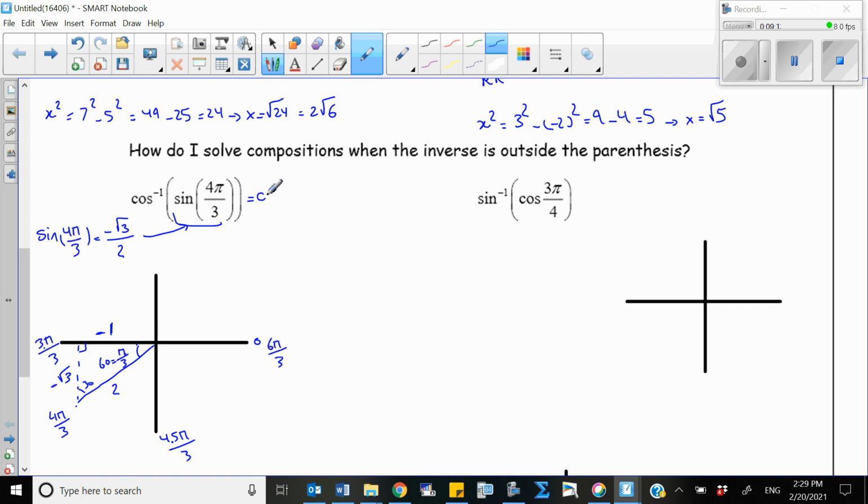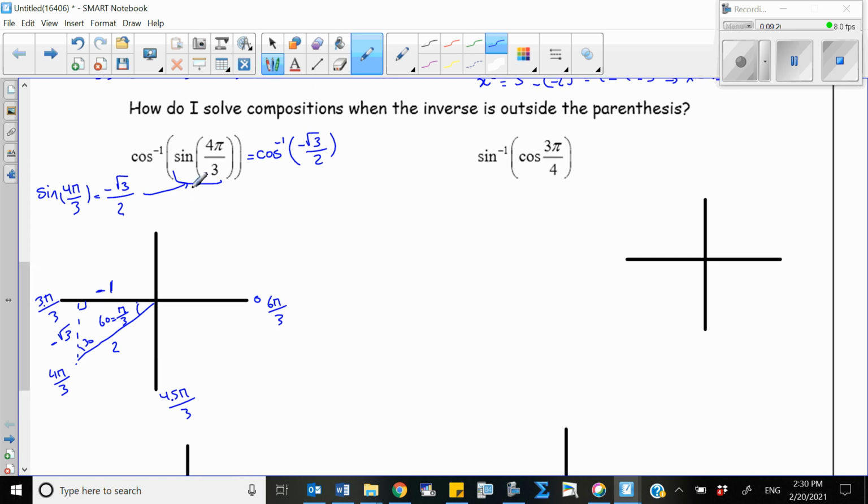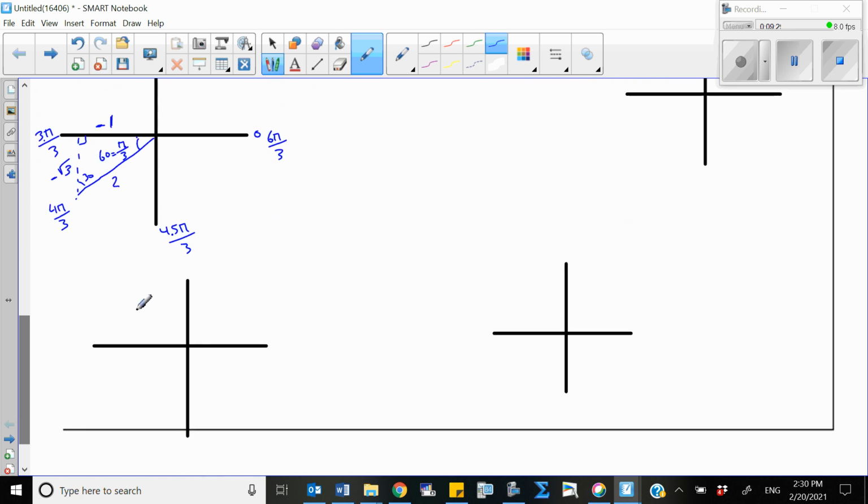So what I have here now is cosine negative 1 of, so instead of this, I'm going to write the answer that I just found, radical 3 over 2. Now I have a new question. Now I need to solve that. For this new question, I need to have a new shape as well. So we are looking for cosine negative 1 of negative root 3 over 2. This is what I need to find next.